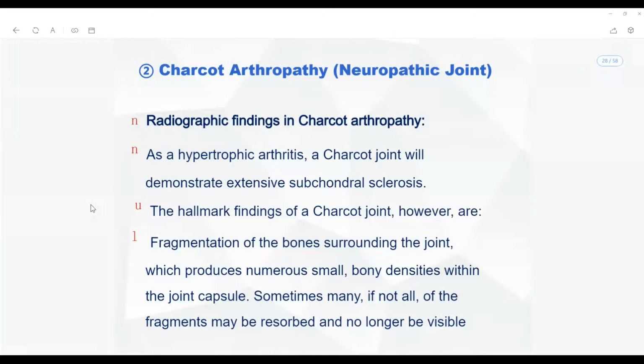Fragmentation of the bones, which means they will be destroyed, with reduction in the trabecular parts. And we can also see numerous small bony densities within the joint capsule, which are called, let me see, what do we call it? Why can't I remember?